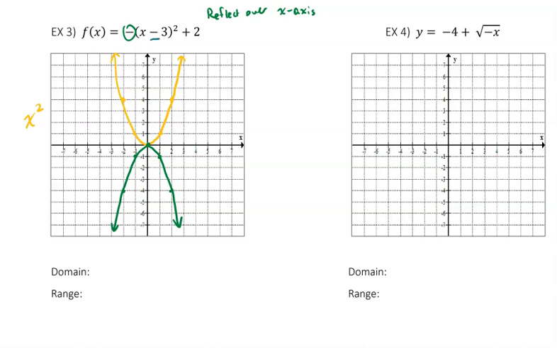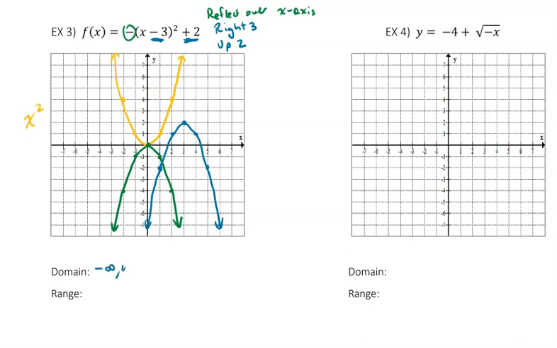Next up, we have two different numbers here. That's just going to move it around just like we were doing before. So that's going to be to the right 3 and up 2. So if we move all of these right 3 and up 2, and draw that same upside down U shape, we should end up with something like this.